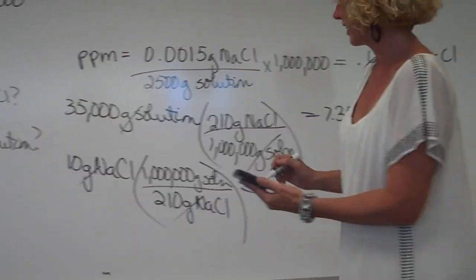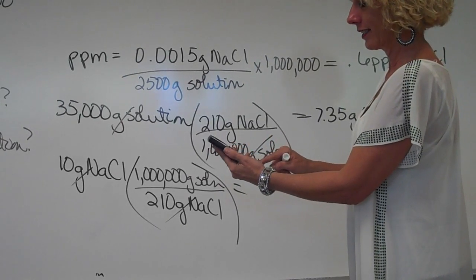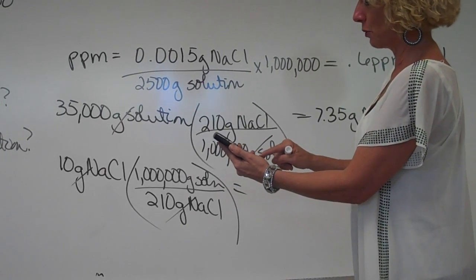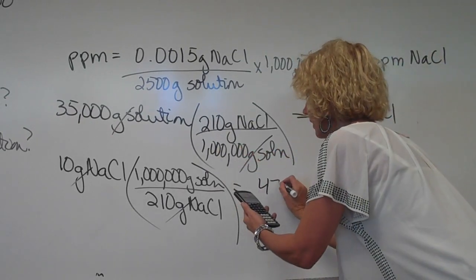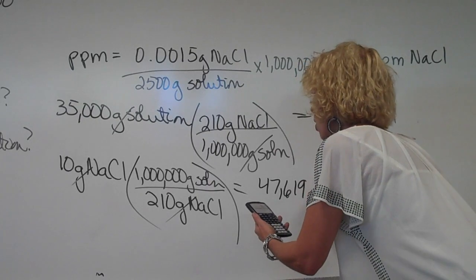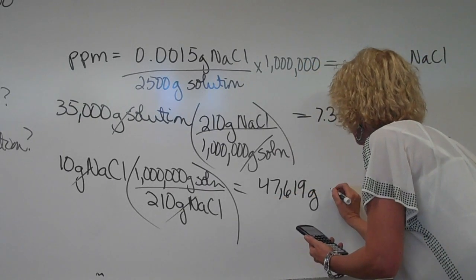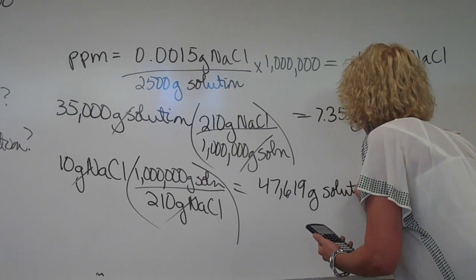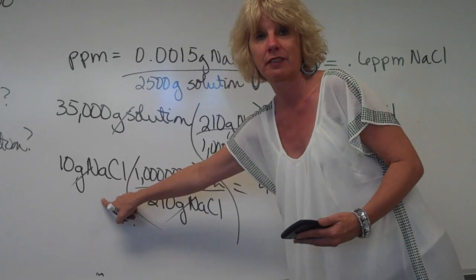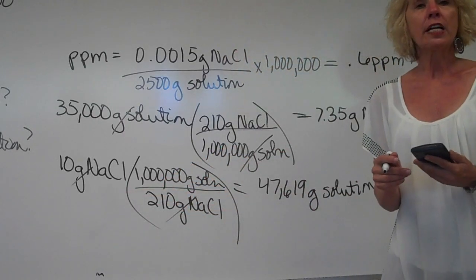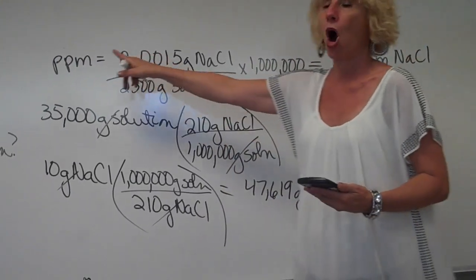Now let's calculate. 10 times 1,000,000 divided by 210. And it means we need 47,619 grams of solution in order to contain 10 grams of salt. These are the three kinds of problems you need to know how to calculate when it comes to parts per million.